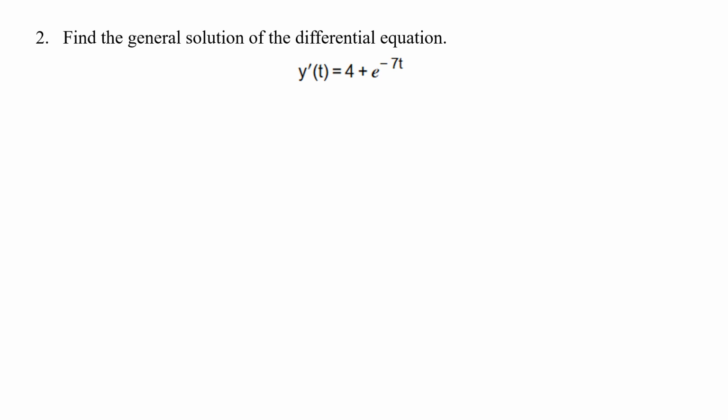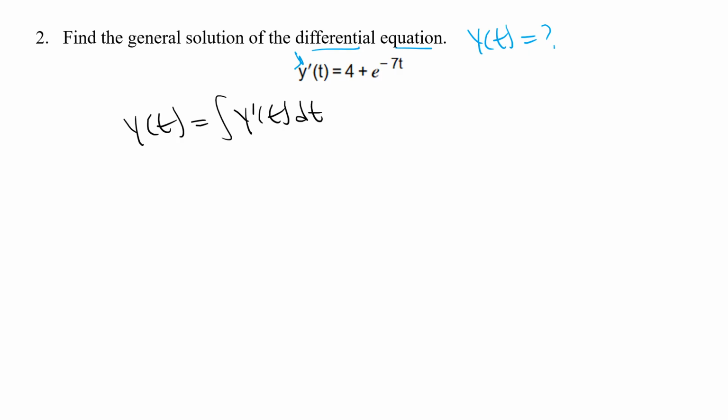For this one, it says to simply find the general solution for this differential equation. It's a differential equation because we have the derivative there. We basically want to find what is y of t, the function that would satisfy this derivative. To find y, we have to find the integral of the derivative. So we simply find the integral of 4 plus e to the negative 7t.